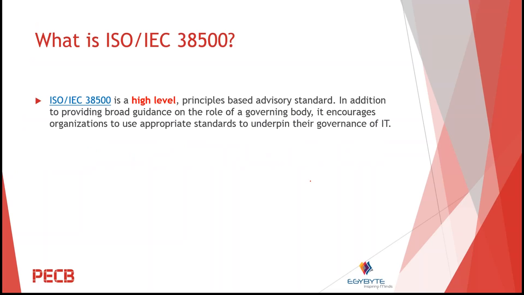For this ISO, it's a high-level principles-based advisory standard, which means it doesn't give you detailed guidance about how to implement all the requirements in this standard. It's just about guidance, advisory, and on a high level, as I have marked in red color. And in addition, guidance on the role of the governing body. So it's only about high level principles, and at the same time, what are the roles and responsibilities of a governing body. So it's a very small standard. I can't compare it to something like ISO 20000 or ISO 27000 because the requirements here are few.